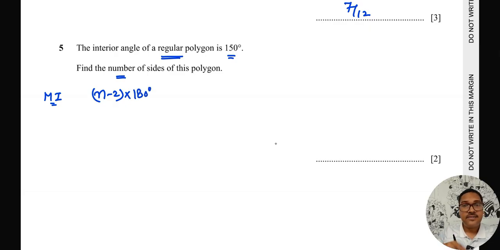And if there are n angles and all are equal, what is the measure of each angle? It is (n minus 2) into 180 divided by n, and this is given as 150 degrees. Now you just have to solve this equation.